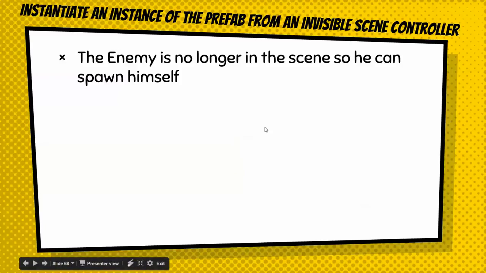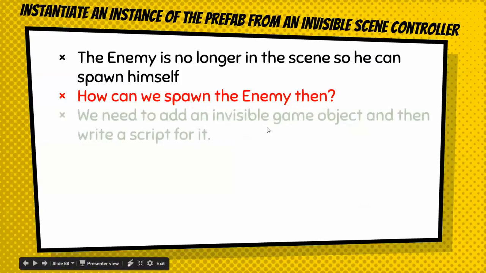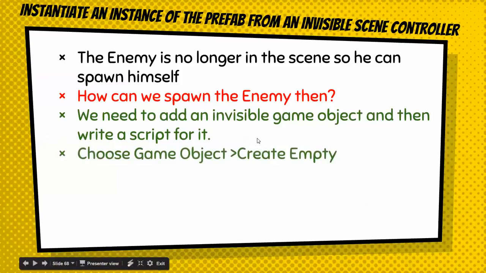He can't spawn himself. So the question is, how can we spawn the enemy? What are we going to do? See if you can figure out in the notes how to do this, and see if you can try to figure out how to get him spawned. Okay, so the way we're going to do it is we're going to add an invisible game object and then write the script for this invisible game object, and this invisible guy is going to actually spawn the enemy.